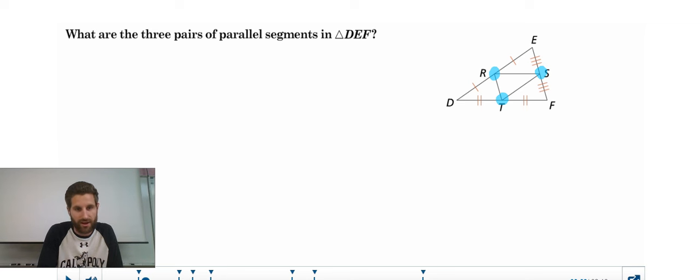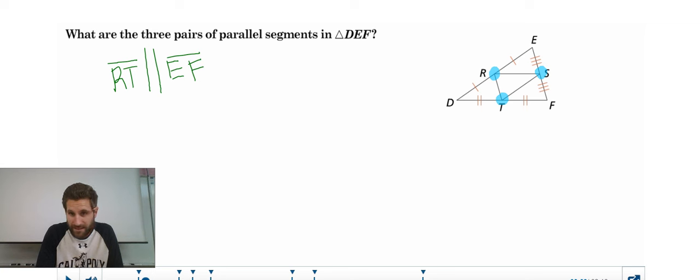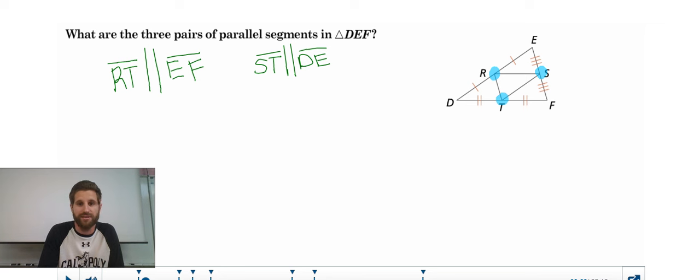So RT right here is going to be parallel. Okay, this segment right here is going to be parallel to whatever one looks like it's parallel to. Well, it's going to be parallel to EF right here. So EF. And ST is going to be parallel to DE. And this is just applying our theorem. And then the last one, RS, is going to be parallel to DF.